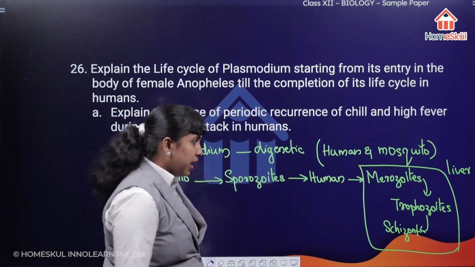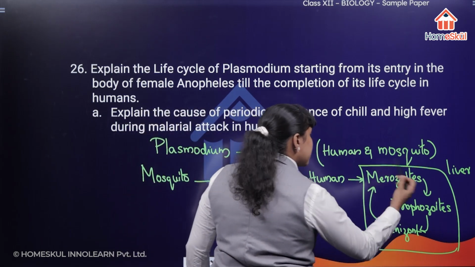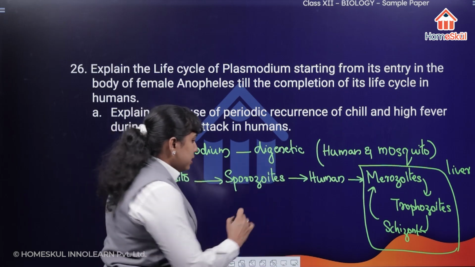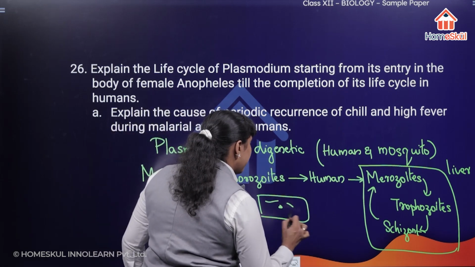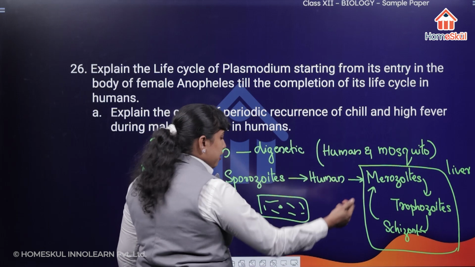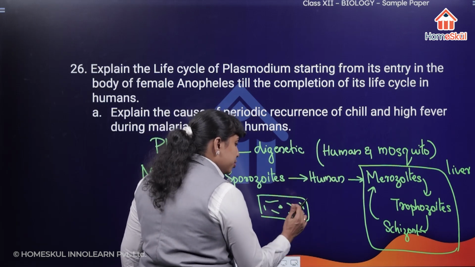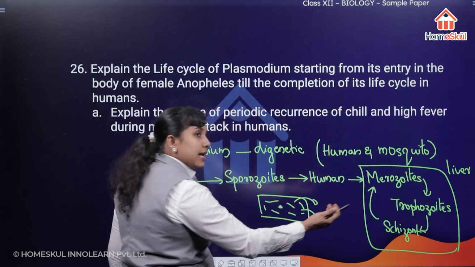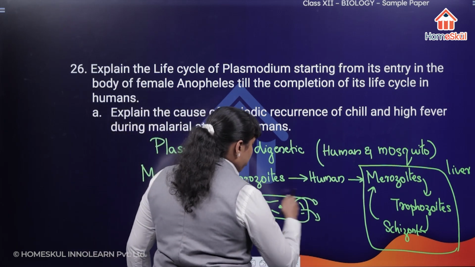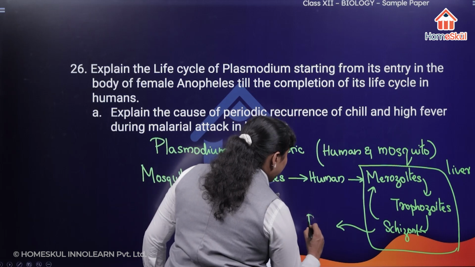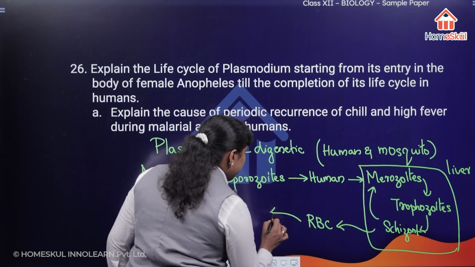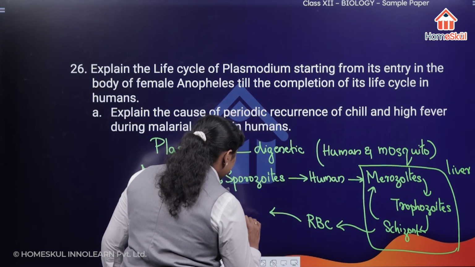Okay, and what happens is that it continues, finally rupturing the hepatocyte. That means the liver cells which they have attacked. So once they enter a liver cell, they will produce numerous trophozoites and schizonts there, and once they produce a sufficient amount of schizonts or the other larval forms, they will rupture, releasing these to the outside, and they can attack other hepatocytes or liver cells. Okay, and in some cases they will go and enter the RBC, where inside the RBC they will produce the gametocytes.